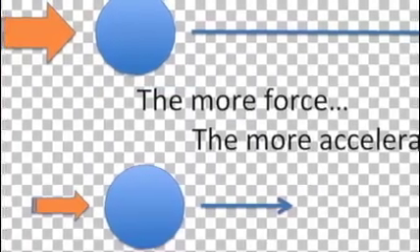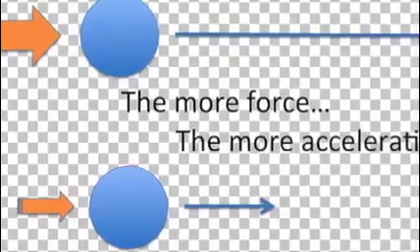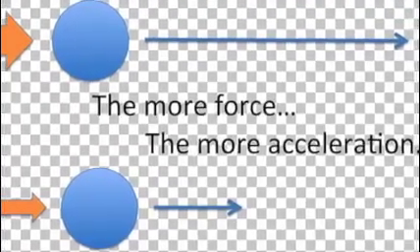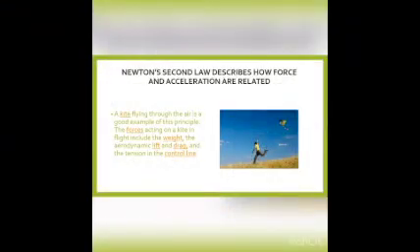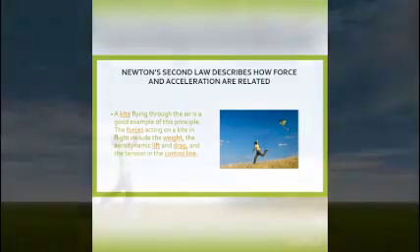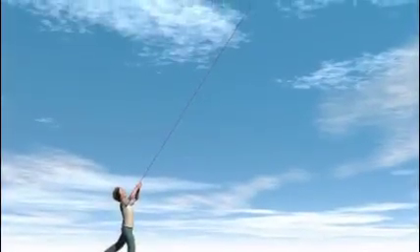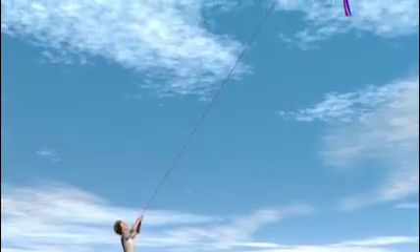Newton's second law describes how force and acceleration are related. A kite flying through the air is a good example of this principle. The forces acting on the kite in flight include the weight, the aerodynamic lift and drag, and the tension in the control line.